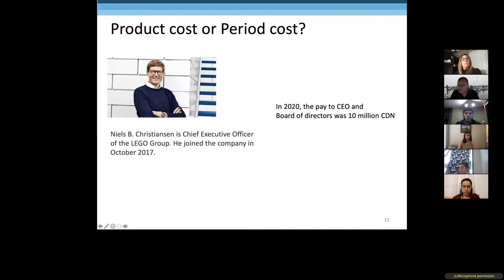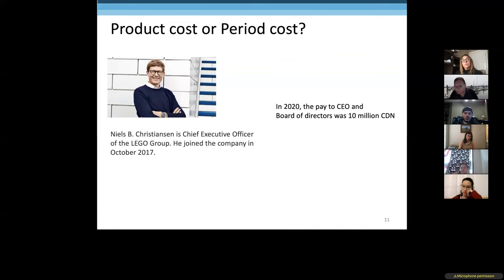This gentleman is the CEO of the Lego Group, okay? So basically, he joined the company in October 2017. In 2020, this CEO and the board of directors together were paid $10 million Canadian dollars. So the Lego Group paid this CEO and the board of directors together $10 million Canadian dollars. So my question is, is this a product cost or period cost?